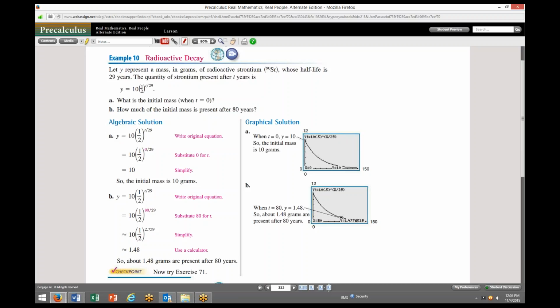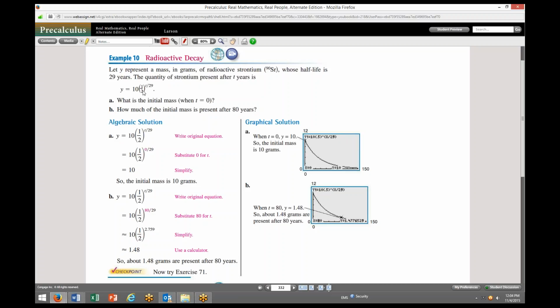In fact, that number in front of the 1/2 in the parentheses, the number 10, actually indicates how much of the stuff is present at the beginning when t equals 0, the initial mass, as we say. So whenever you're given a formula like this, if you plug in 0 for t, then you can find out what's called the initial mass, the amount at the beginning of the time period.